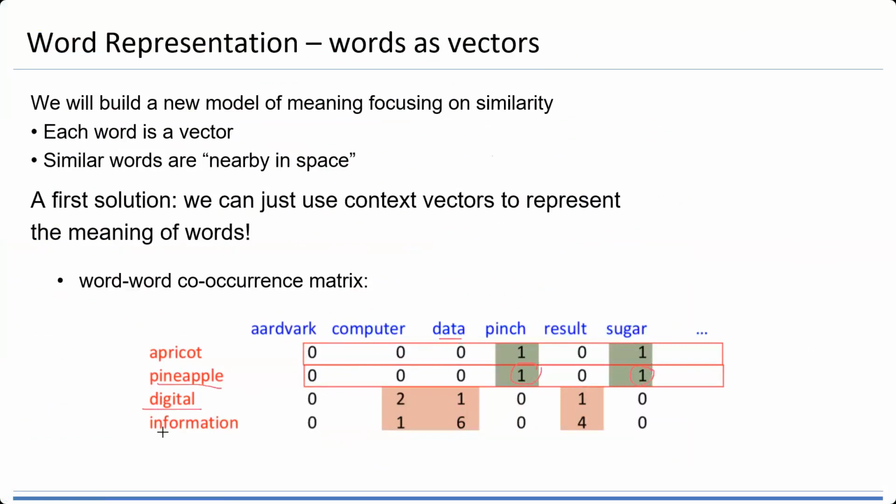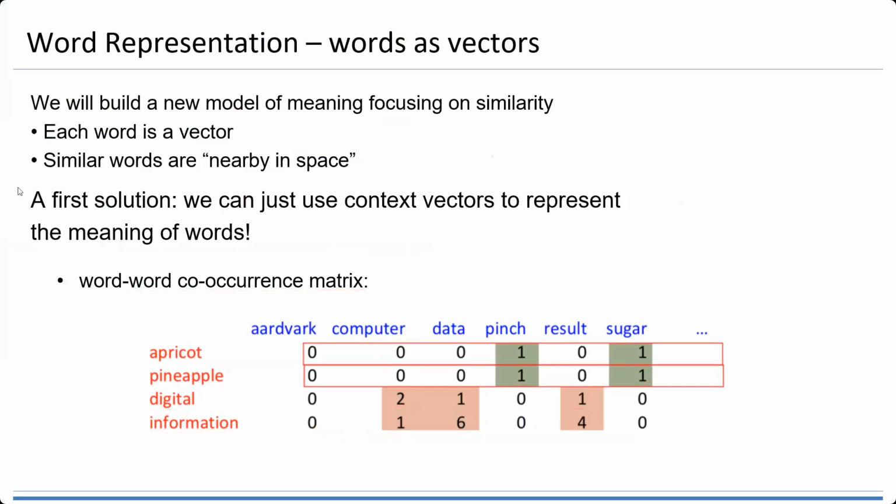The same with the other words like digital and information. The word digital, we have 0 with aardvark, but there are 2 that appear together with computer. And for the word digital, there is 1 that appears together with data, and 1 that appears together with result. The same with information. We have 1 for computer, 6 on data and 4 on result. So this we call the word co-occurrence matrix.